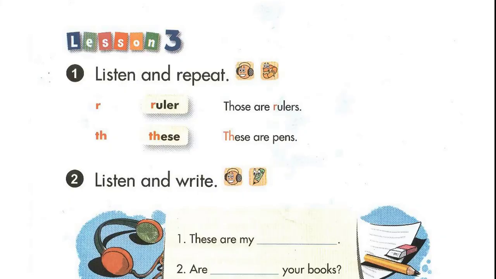Page 56. Lesson 3. Activity 1. Listen and repeat. Ruler. Those are rulers.